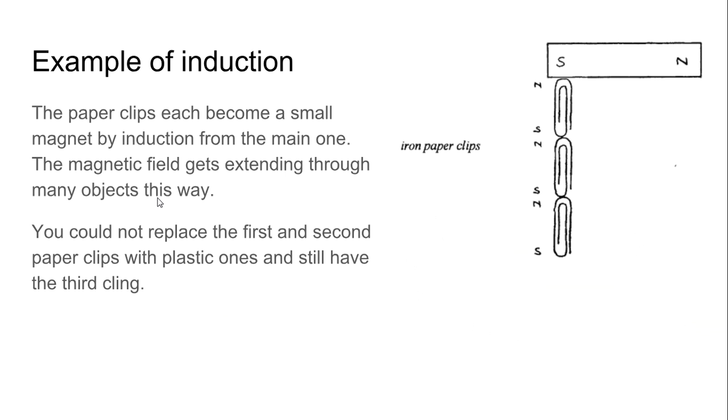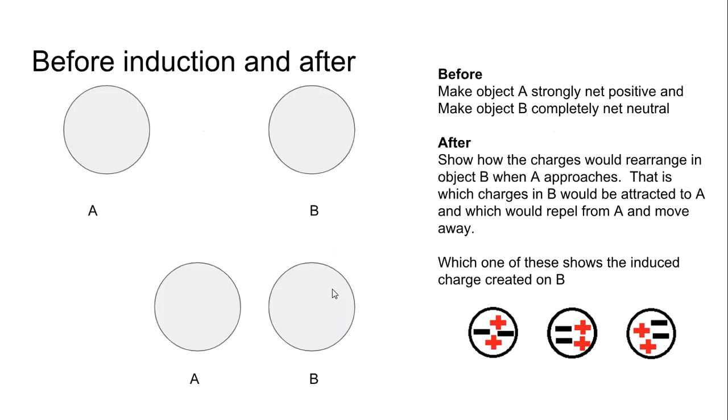Here's an example of how this works. When you touch a paperclip to a magnet, this side of the paperclip is north, this side is south. So it's now a magnet itself, and it attracts another one, and the north and south poles are flipped. Okay? If you put a plastic paperclip in the middle, it wouldn't work. So we've got this induced magnetism. You've seen it every time an object heads towards a magnet.